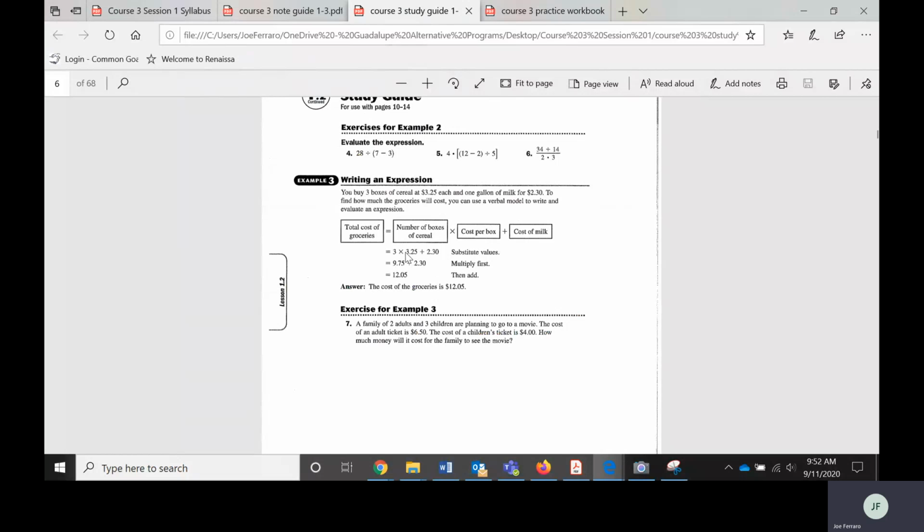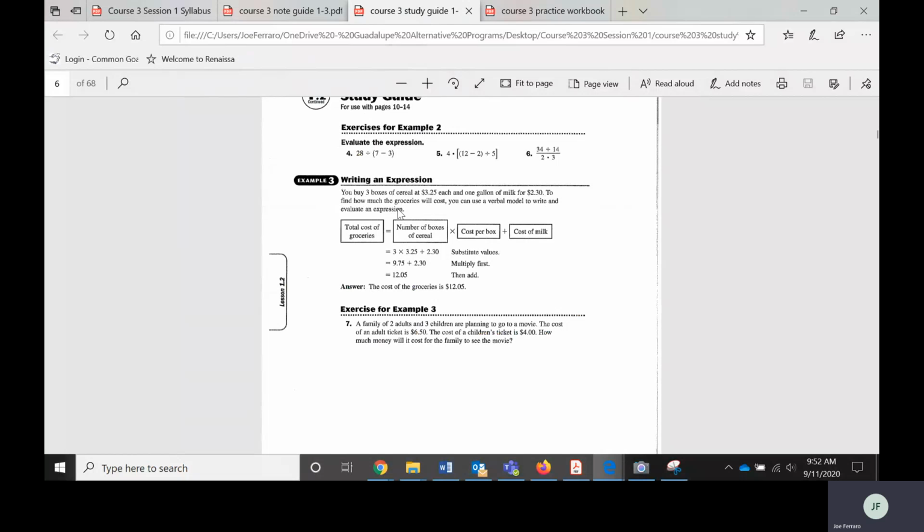just because there wasn't a word problem on the note-taking guide. It says you buy 3 boxes of cereal at $3.25 each, and 1 gallon of milk for $2.30. To find out how much the groceries will cost, you can use a verbal model, and write a verbal model to write and evaluate the expression.